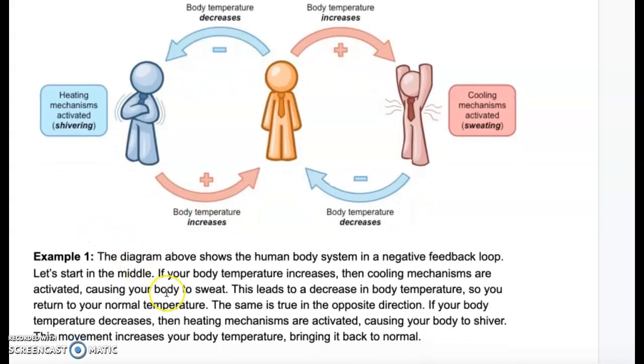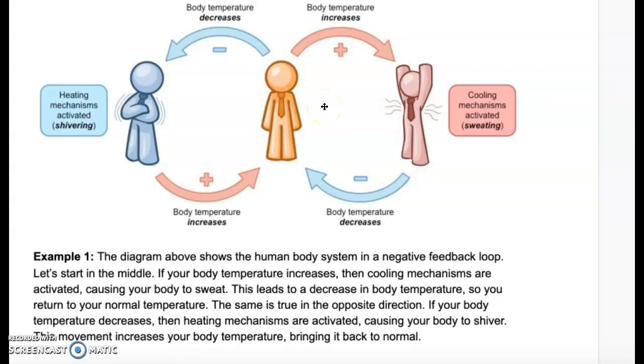All right, let's look at our first example of negative feedback loops. So as I'm reading the example, I'm going to continue to look for key terms that clue in that this is a negative feedback loop. All right, so example 1, the diagram above shows the human body system in a negative feedback loop. Let's start in the middle.